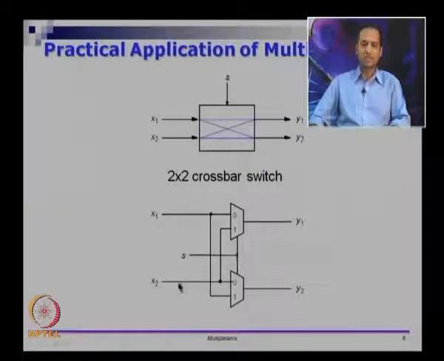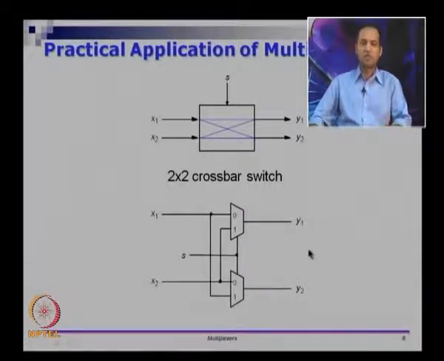because if you put S equal to 0, look at which line is connected. X2 is connected to the 0th pin, and here X1 is connected to the 0th pin of this mux. So if S is 0, X1 will be connected to Y1, and X2 will be connected to Y2. However, if S is 1, then X2 will be passed on to Y1, and X1 will be passed on to Y2. So this is a simple circuit which actually does what is called a crossbar.